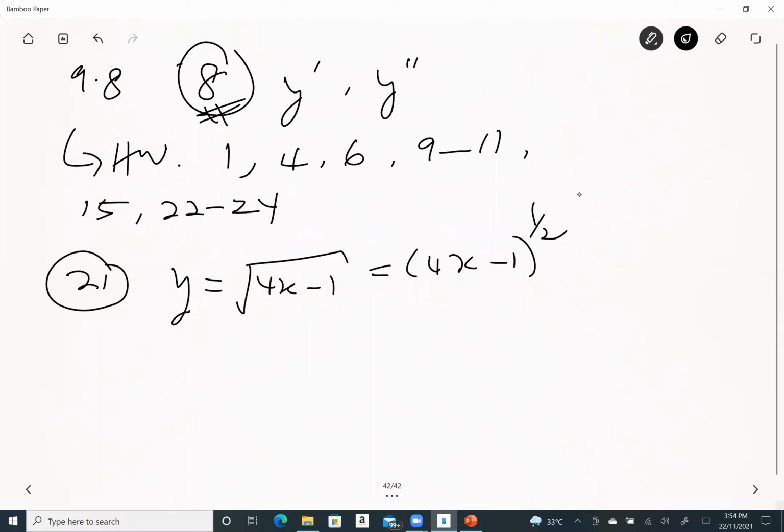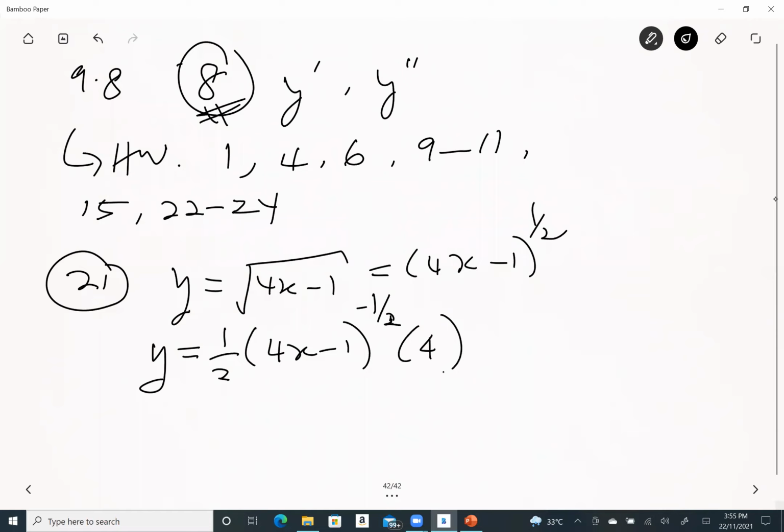Okay, you got it? Why does it take so long? What is y prime? Y prime equal to what? You bring down the power. You multiply by everything in the bracket, reduce the power by 1. And then you have to multiply by the derivative of the terms in the bracket. So you have to multiply by 4.